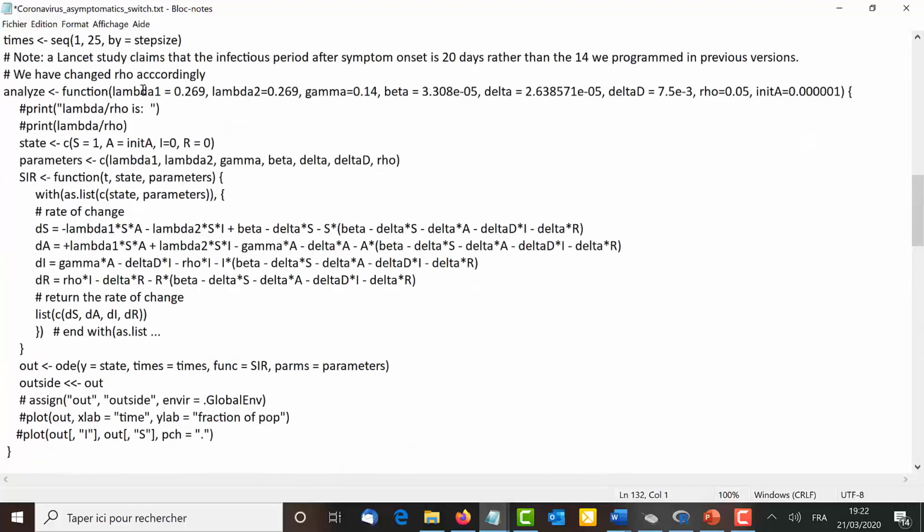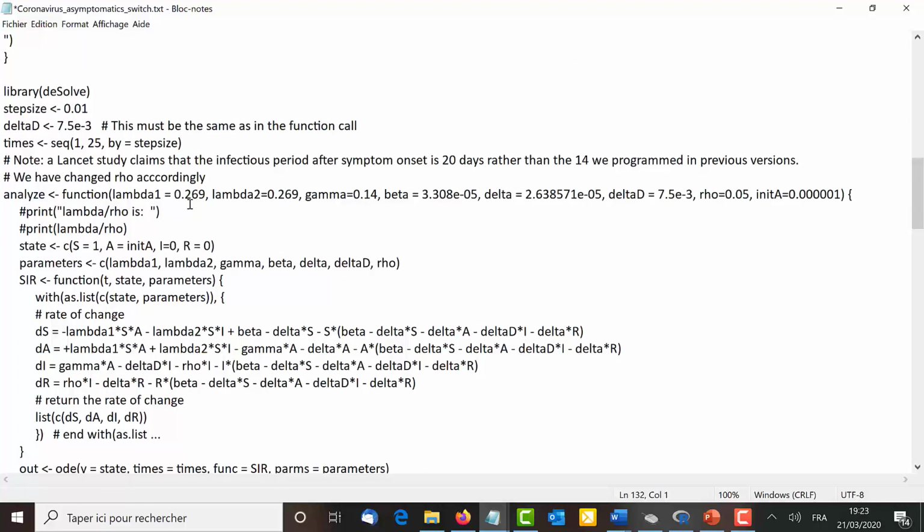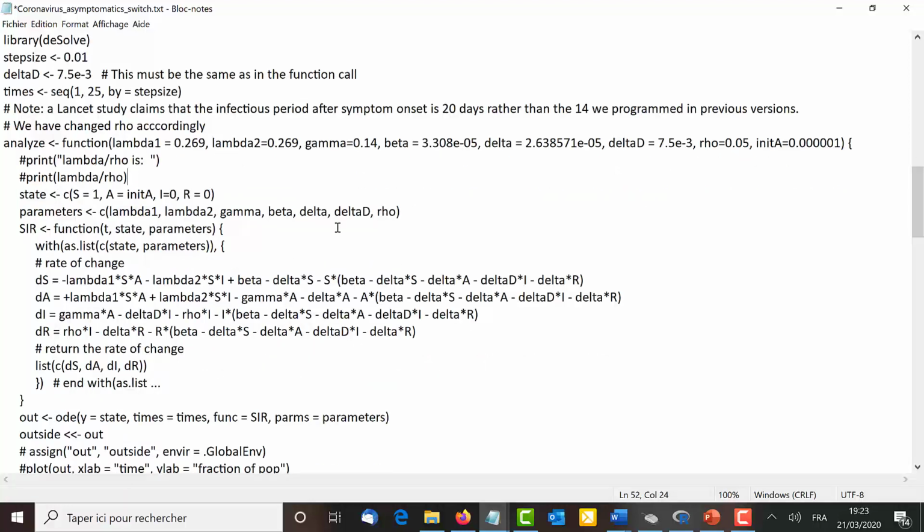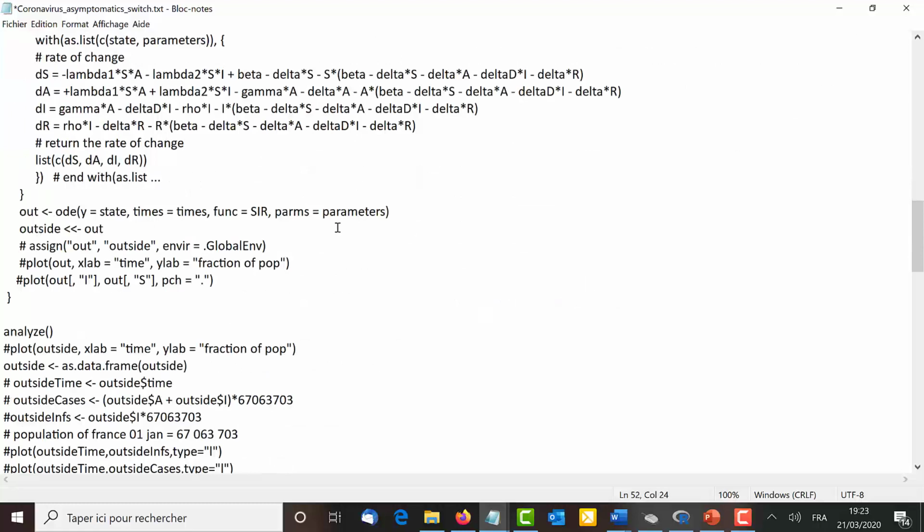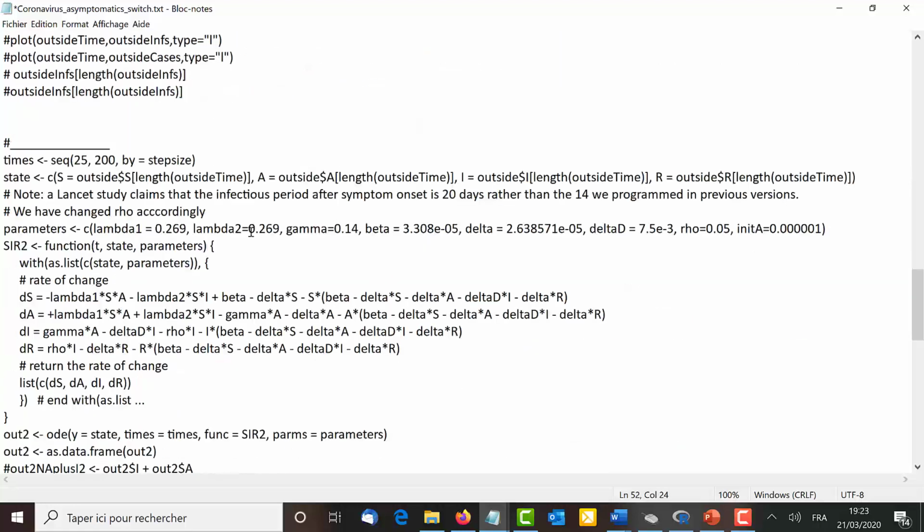So I said, well, we're going to go on to day 25. The disease is going to start to spread. I have a certain contact rate, lambda 1 and lambda 2, and I don't intervene until day 25. And then I have a declaration of confinement, or I have an encouragement of social distancing. And so then I go down to the second part, and the lambda 1, this is the contact rate for the asymptomatic people who don't have any symptoms.